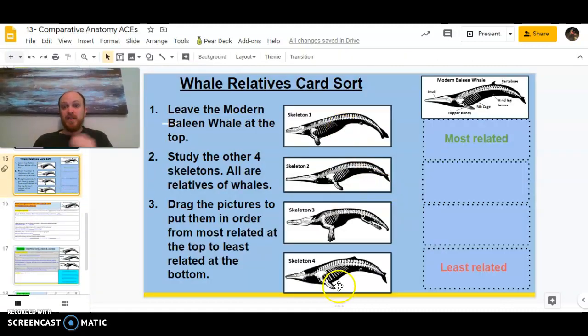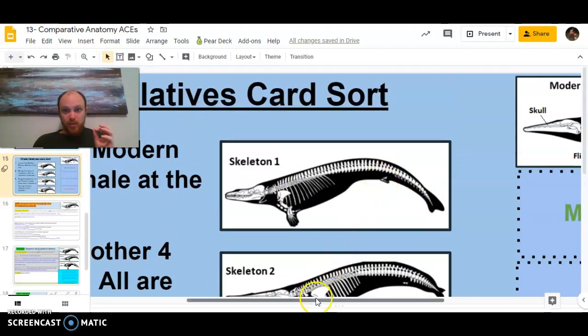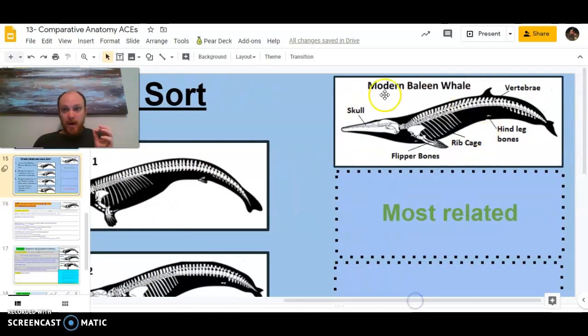Here's the little card sort. We've done card sorts in class. Now one right here on your screen. So I want you guys to look closely, and you might need to zoom in more. My mouse is over here on the zoom. I don't know, 200%? Whoa, okay. Because you're comparing the modern baleen whale. This is a whale that exists today. And I labeled some of the bones for you again.